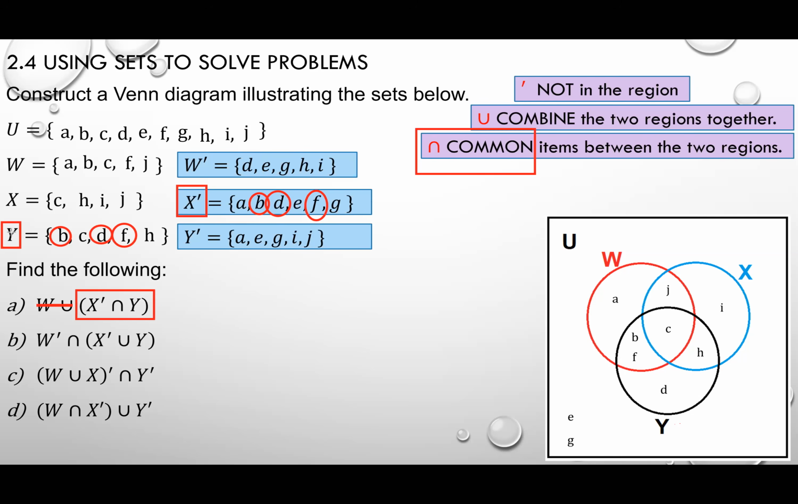This is the first region. This is the second region. What do the two regions have in common? D, B, and F. So everybody see the common part, the intersection? Inside my parenthesis, they tell me to take this region, which is X prime, intersect with Y, which is what the two sets have in common. Those three items are in common, and you only list the three items that they have in common.